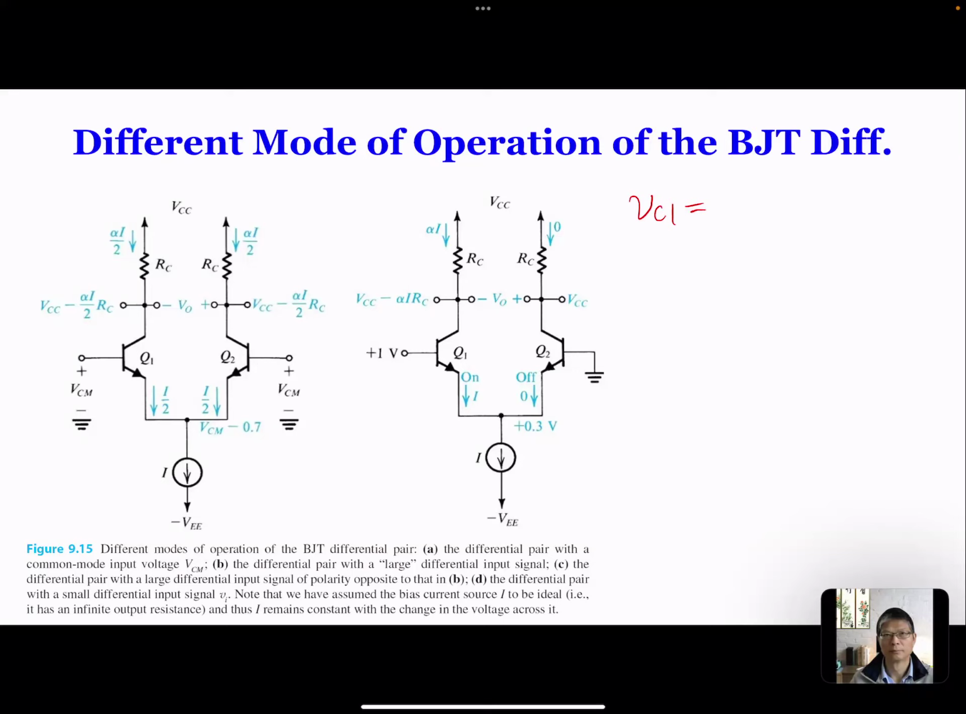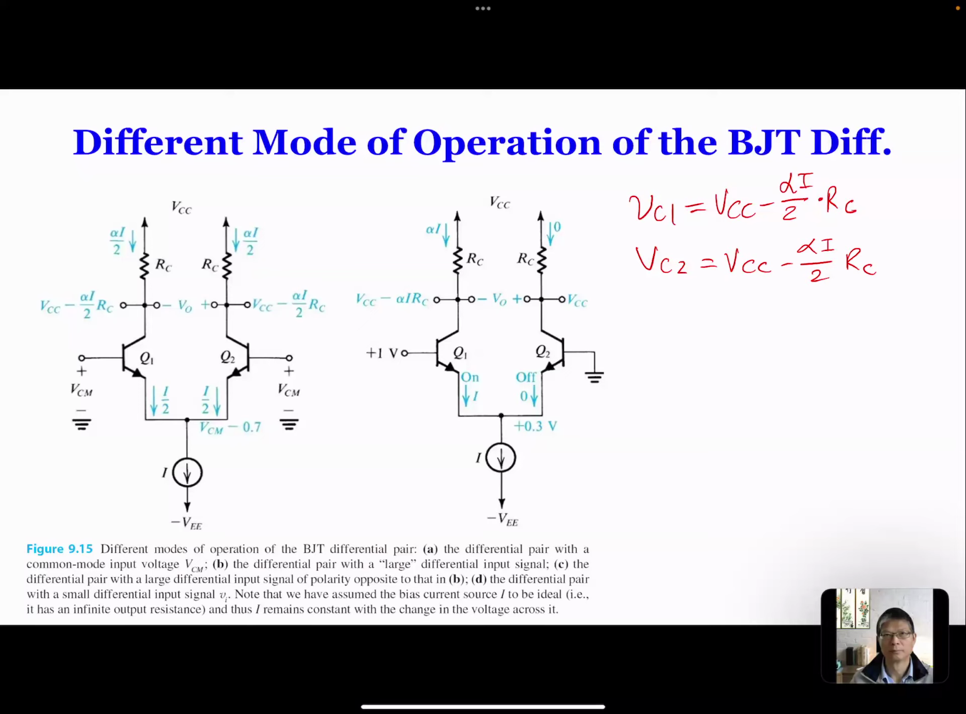VC1 is going to be VCC minus 1/2 alpha times I times RC. Okay, you might say, why alpha? Can anybody tell me why there's alpha here? Why not just I? When you get VC1, we say VCC minus current times RC gives you the voltage at the collector. Why do we use alpha times I, not just I?